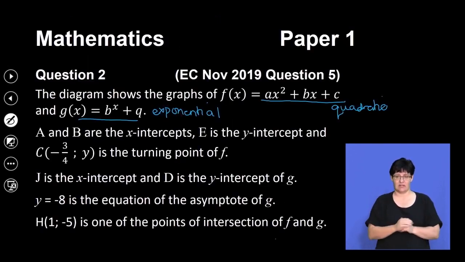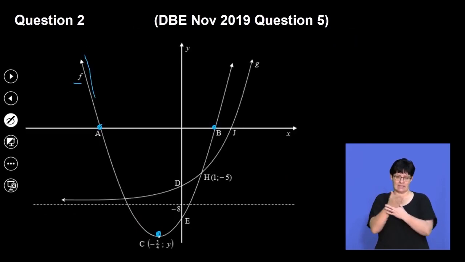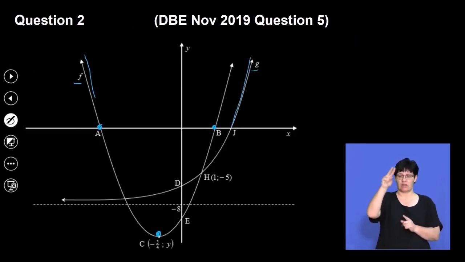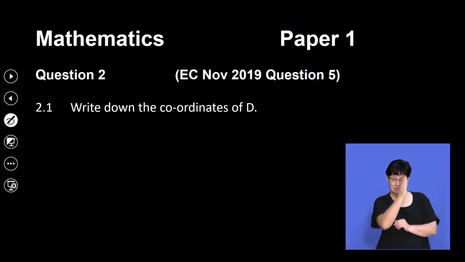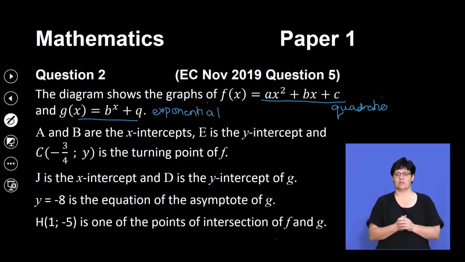Okay, let's go back. Okay, we're also told that J is the x-intercept and D is the y-intercept of g. Okay, so let's go and look at that now. So here we have g. G is this exponential function, and we can see there J is the x-intercept, and D over here is the y-intercept. Oh, and let's not forget that D over there, that's the y-intercept of the parabola. Okay, sorry, I went forward instead of back.